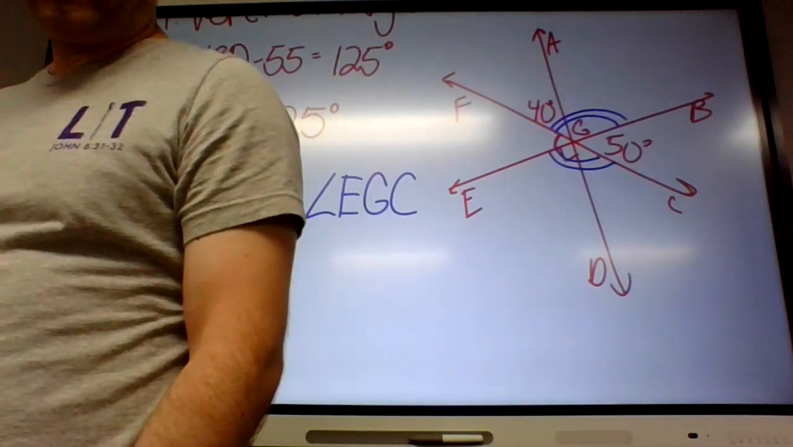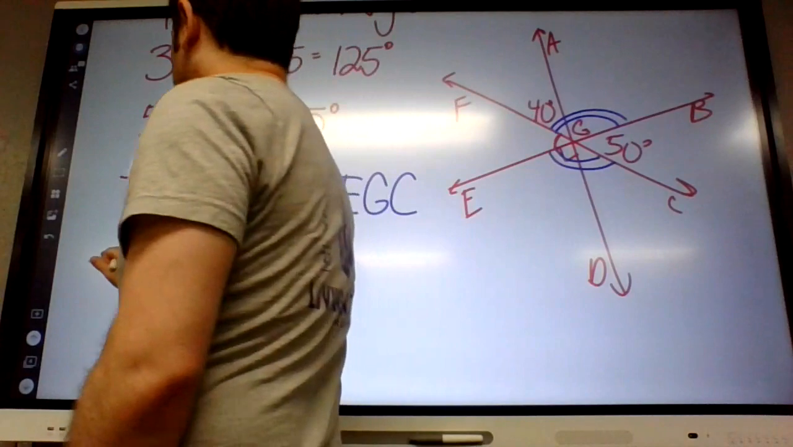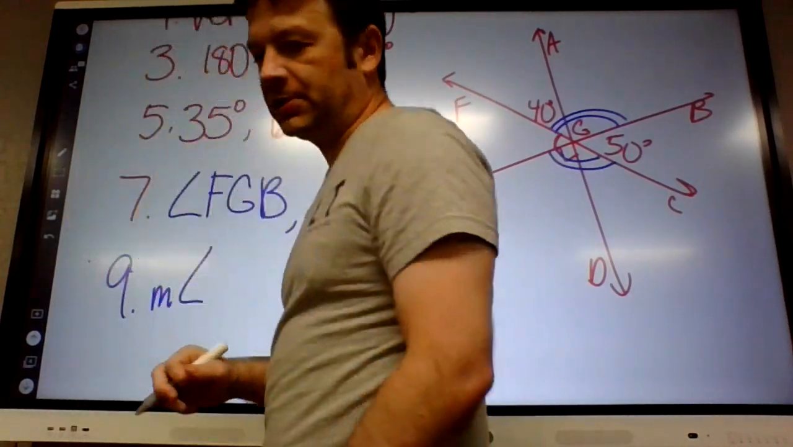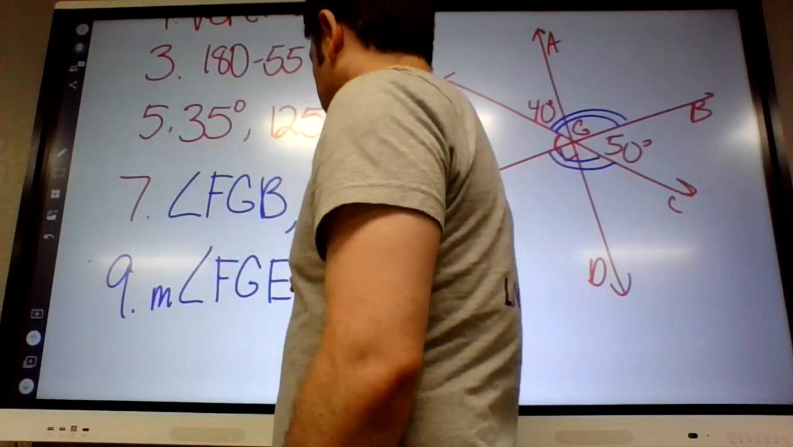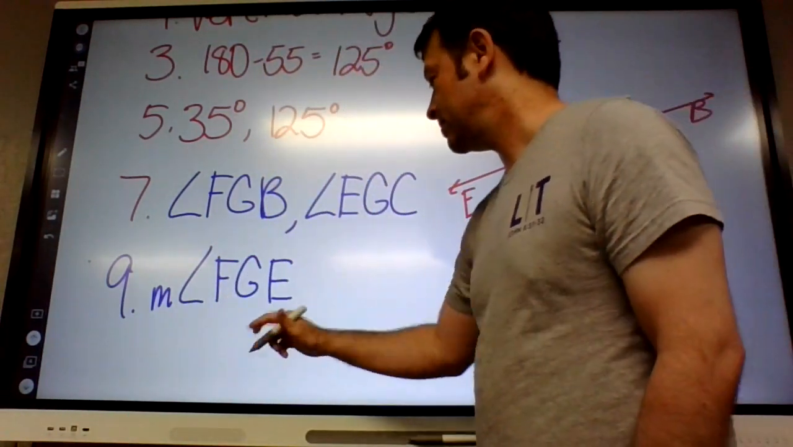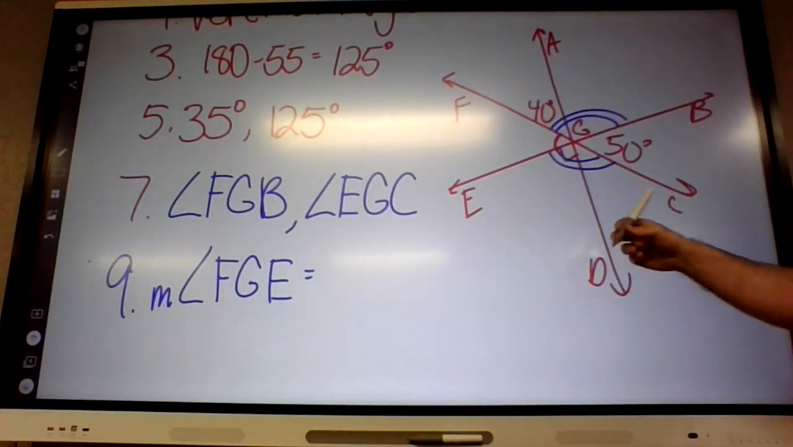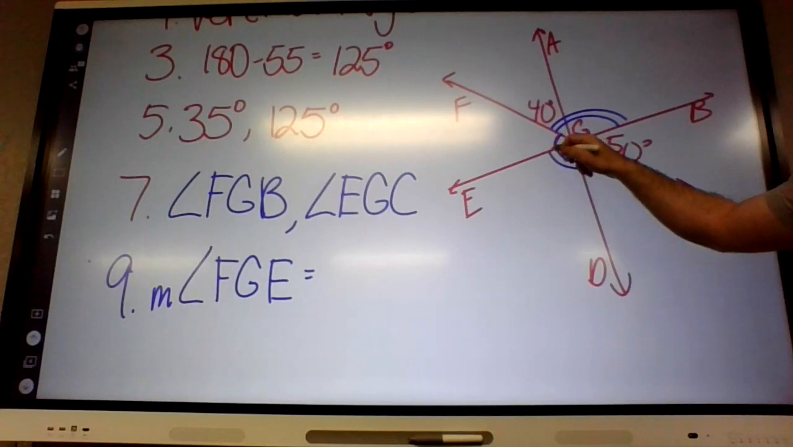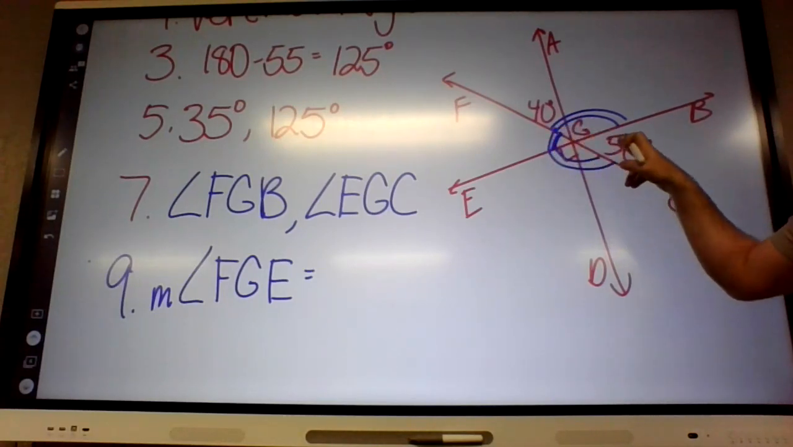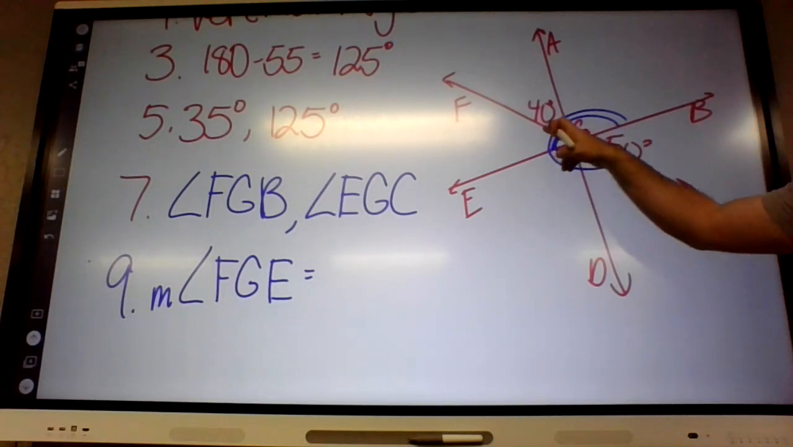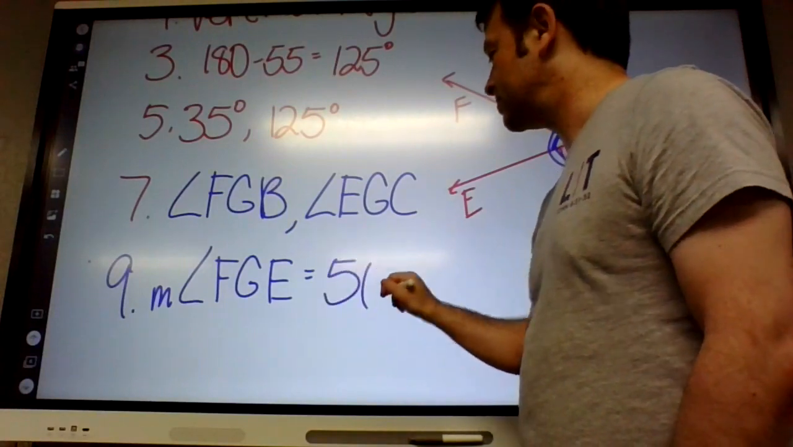Number 9. Find the measurement. That little M in front of the angle means the measurement of the angle, like how many degrees it is. The angle itself is not a number, but the measurement is a number. Angle FGE. We were just talking about that angle. That's right here. What kind of angles are these? Congruent or vertical. Vertical angles are equal, so yeah, it's 50 degrees.